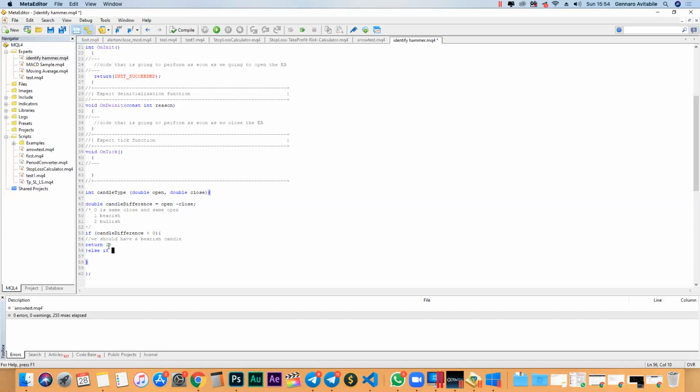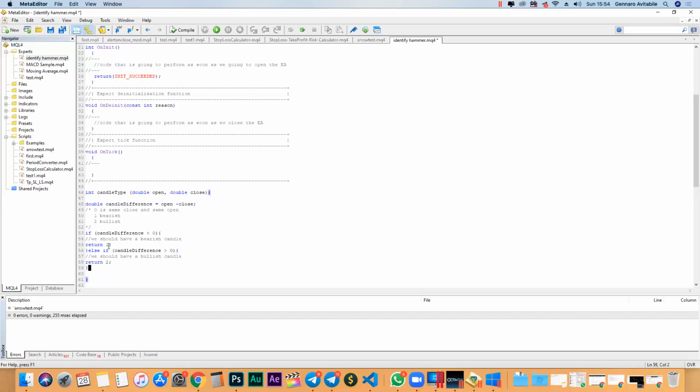There is some problem here, because if I try to write in the middle, this happened. So else if candle difference is going to be greater than 0, then what we should get is a bullish candle. So we're going to return 2.